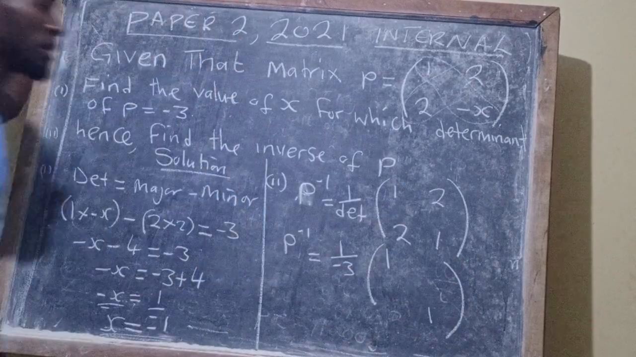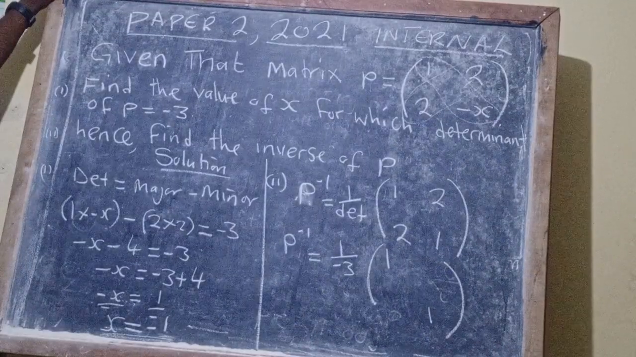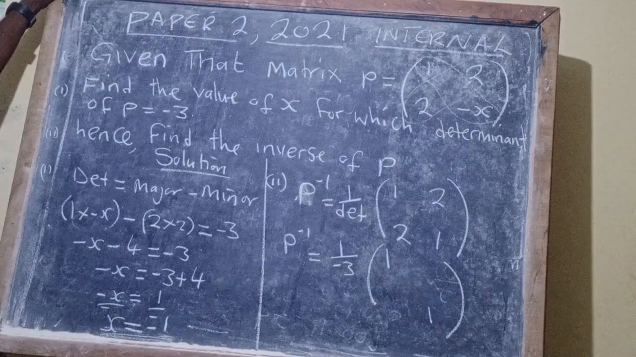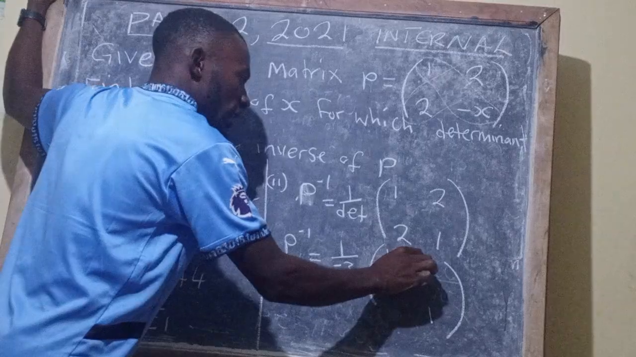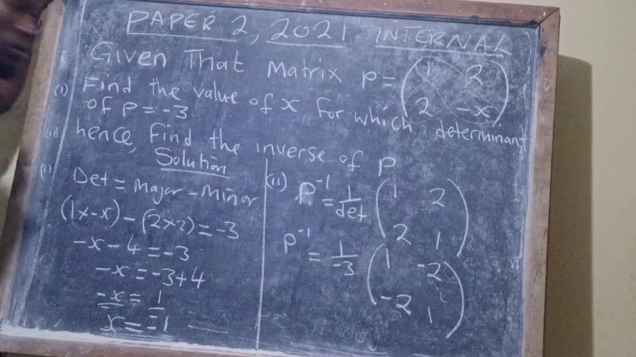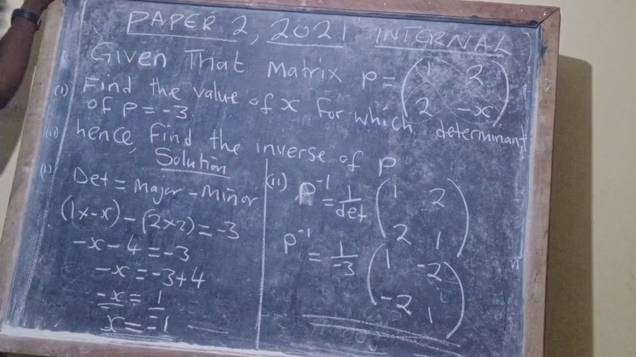Then the numbers that are in the minor diagonal, they change the sign. If they were positives, they will become negatives. If they were negatives, they will become positives. So in this case, we have positive 2, positive 2. So we are going to have negative 2 and negative 2. This is our inverse matrix.